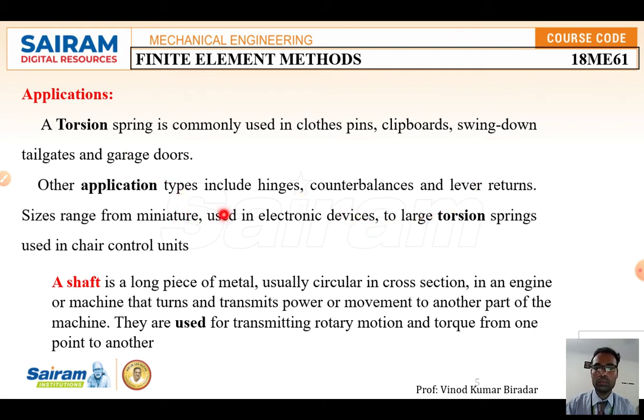So what do you mean by shaft? Many students will ask this. A shaft is the supporting element in a vehicle. It is a long piece of metal, usually circular in cross section, in an engine or a machine that turns and transmits power. That movement takes place with the help of this shaft, and to produce electricity we use the shaft to get mechanical energy. Shafts are used for transmitting rotary motion and torque from one point to another. So the shaft has a very important role in automobile vehicles.